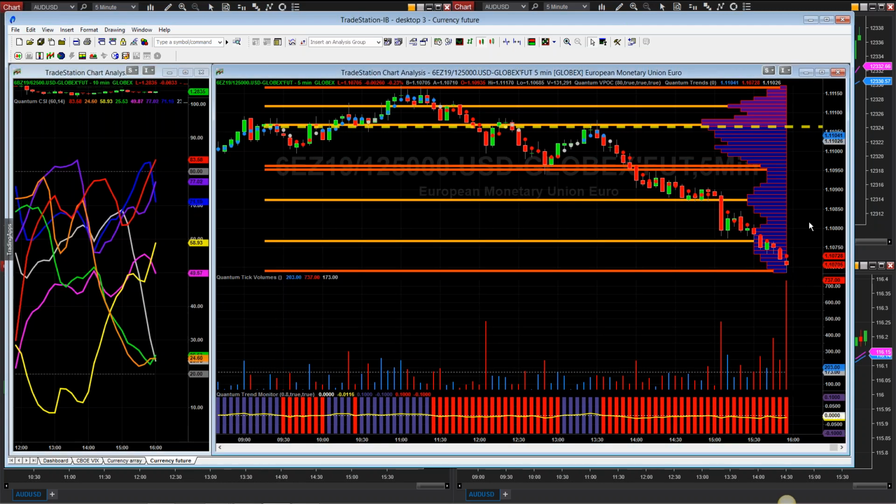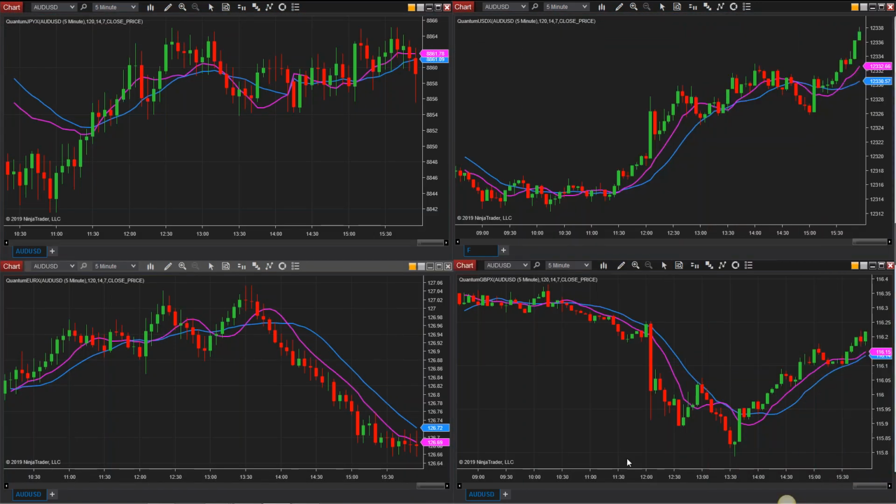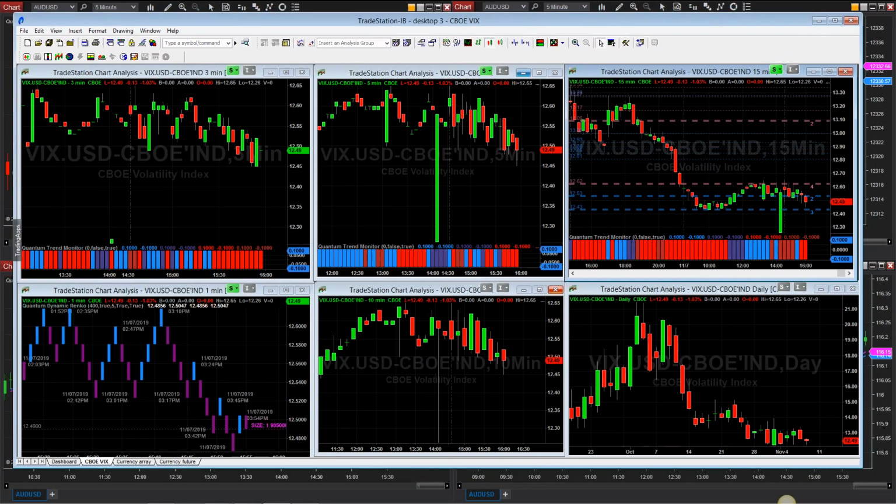Just pull that down a little bit. There we go. So that's on TradeStation. I've also got, I'll pull that back over in a minute, just move that out of the way, because I've also got the VIX on here as well in various time frames. Just pull that back over again. Sorry, I just had to change that.